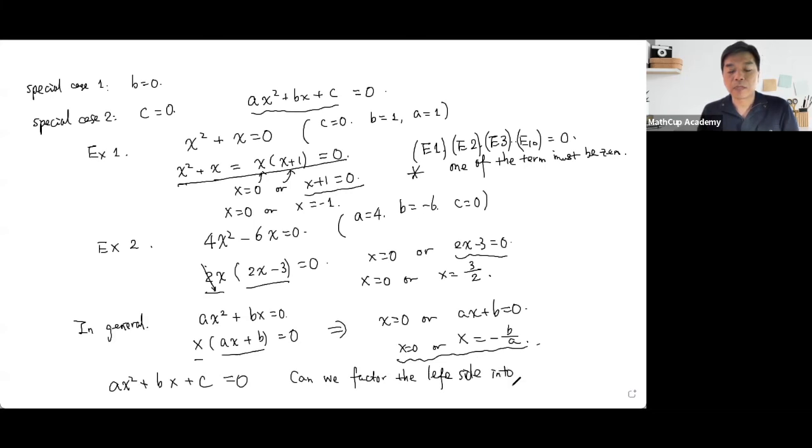into something like ax plus p times x plus q. And if we can, then with the product equal to 0, we can solve this quadratic equation by knowing that one of the terms has to equal 0, and we solve it. And this is the basic idea of solving quadratics by factoring. And we're going to talk about it in the next lecture.